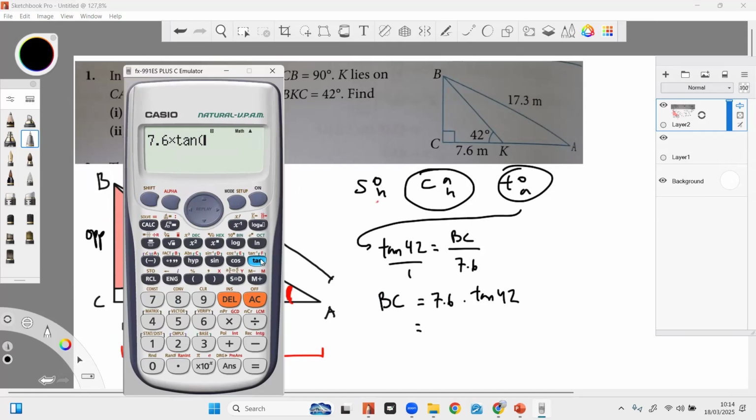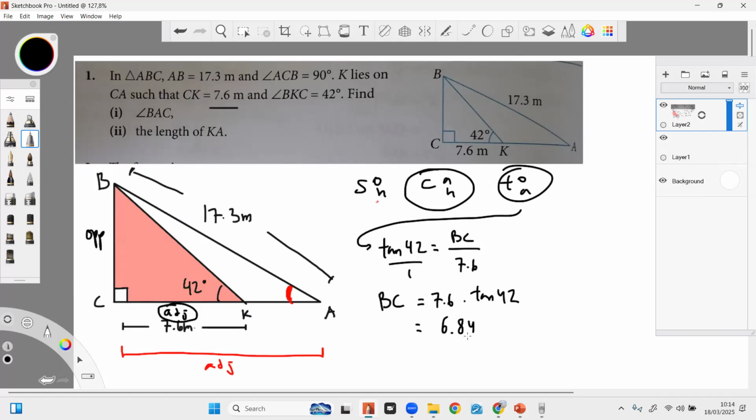6.84. I better use two decimal places to ensure the accuracy. 6.84 meter. Can you find the AC then? Oh, no, no. You can find BAC first. You can find both, but we try to find BAC.